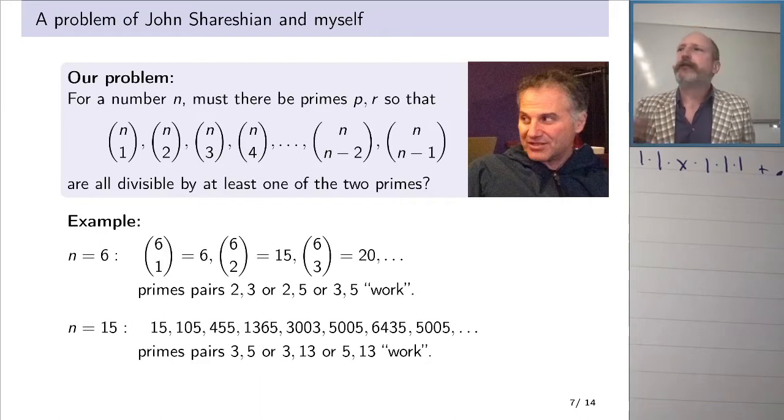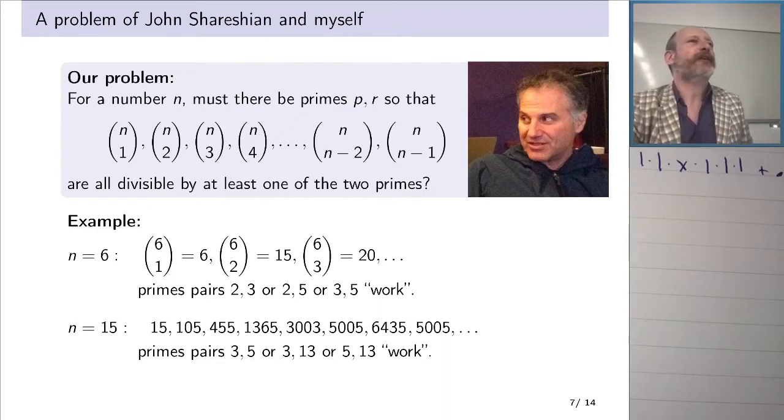That's maybe not such a productive way to follow. This is a special circumstance because 15 is 3 times 5, the product of two primes, which makes things a little nicer. 3 and 13, or 5 and 13, also work. That may not be completely obvious, but you can sit and work out that 3003 is divisible by 13. I'll show you a way to get this in a few minutes. Of course, n choose 0 or n choose n is 1. That's not divisible by anything, so I'm ignoring that.